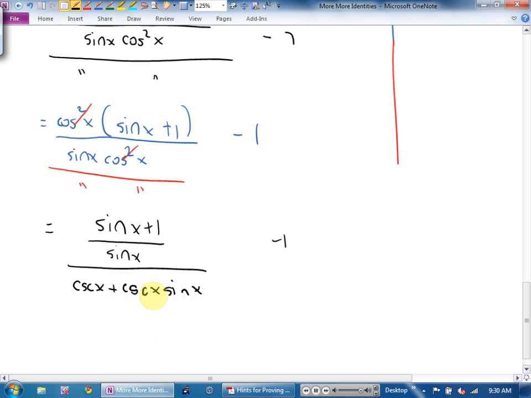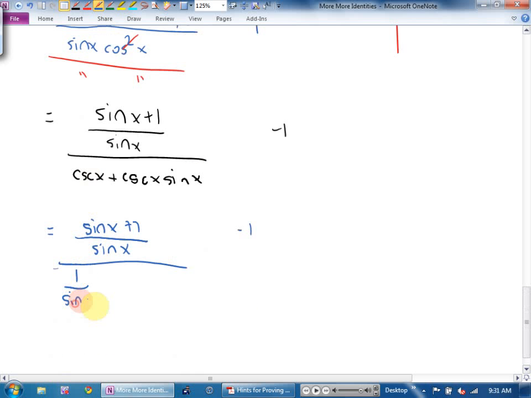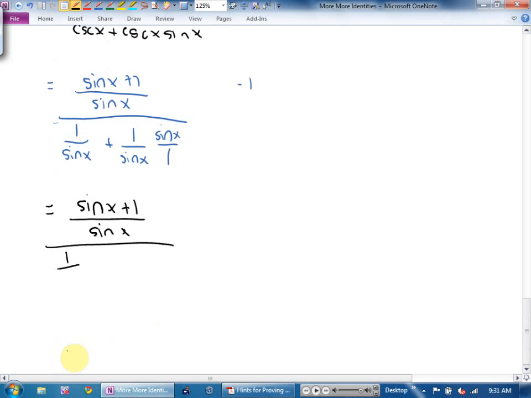Ah, feeling of pride. Let's see. You guys asked for this one. I've never done this one before. So cosecant is 1 over sine x plus cosecant times sine x is going to be 1 over sine x times sine x over 1. Oh, what is 1 over sine times sine over 1? Okay. So much fun. Can you see where we're going now? Oh, don't forget the minus 1. Somewhere there's a line dropping down over here. Oh, and equals 0. Woo-hoo.